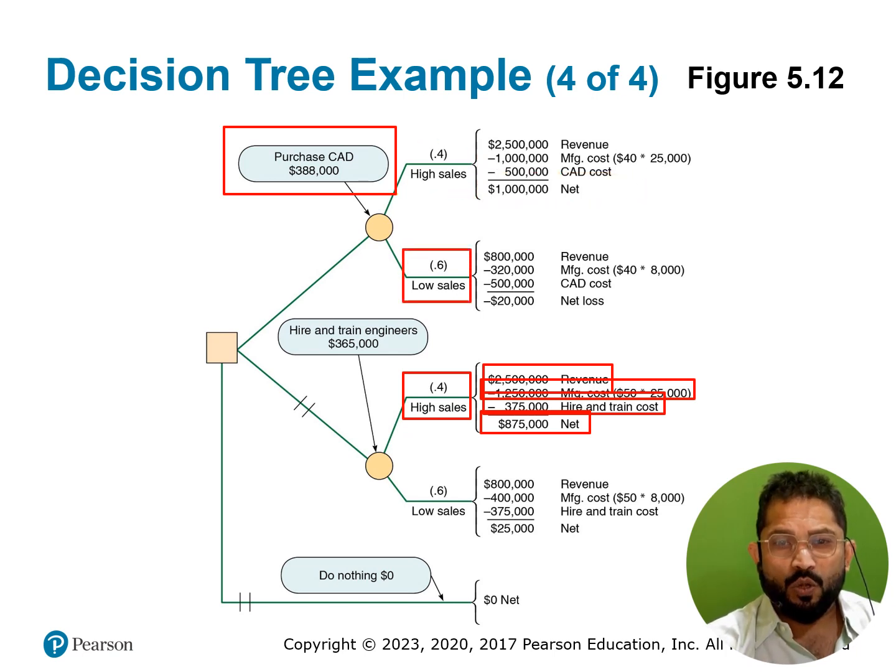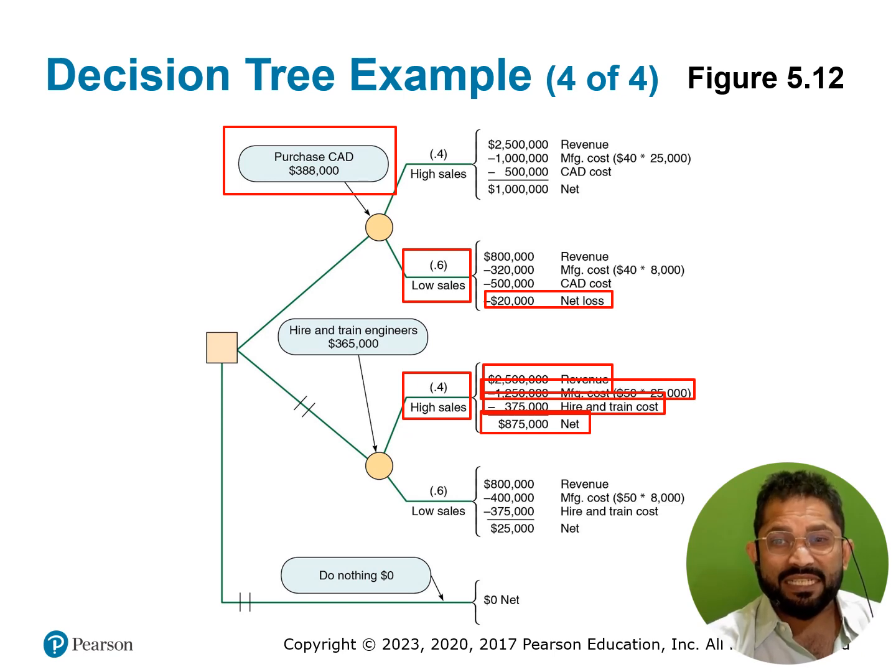Now for low sales, probability of 0.6, revenue is $800,000 from sales, $100 per unit for 8,000 units. Manufacturing cost is $320,000, $40 per unit for 8,000 units. CAD cost is $500,000, and net loss is $20,000.